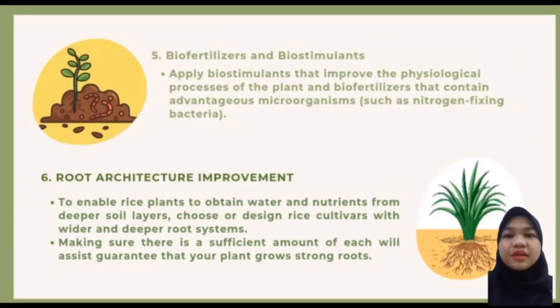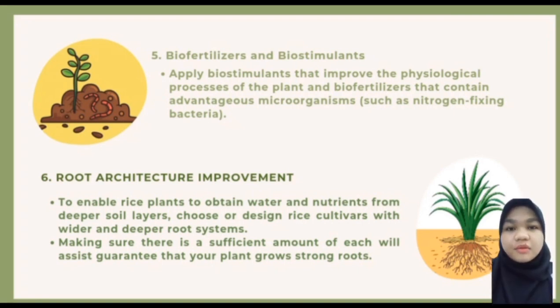Fifth, biofertilizer and biostimulants. Apply biostimulants that improve the physiological processes of the plants and biofertilizer that contains advantageous microorganisms such as nitrogen-fixing bacteria. And the last one, horticulture improvement. To enable rice plants to obtain water and nutrition from deep soil layers, choose or design rice cultivars with wider and deeper root systems. Make sure there is a sufficient amount of nutrients to guarantee that your plants grow strong roots.